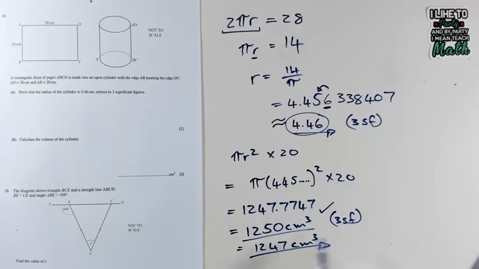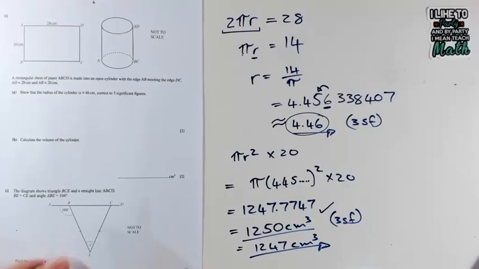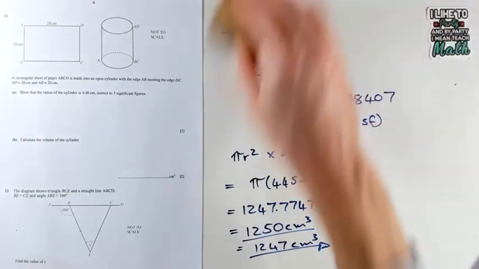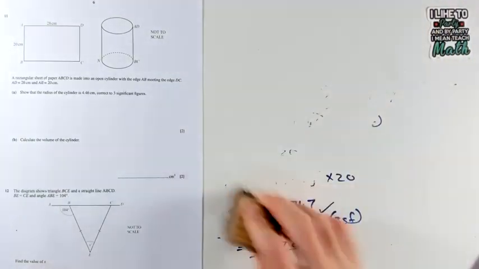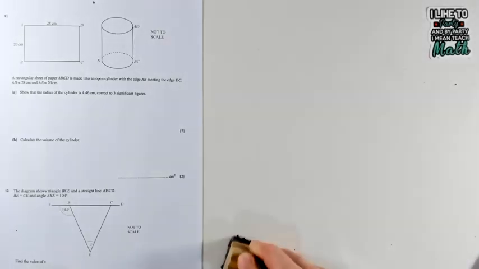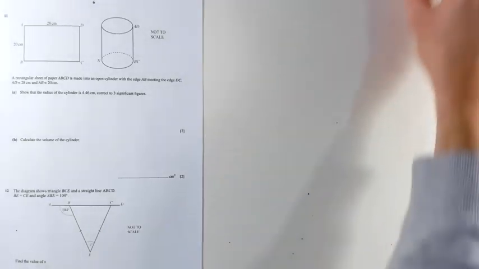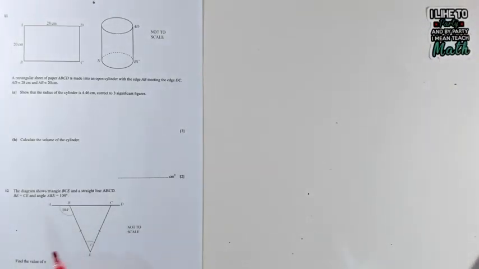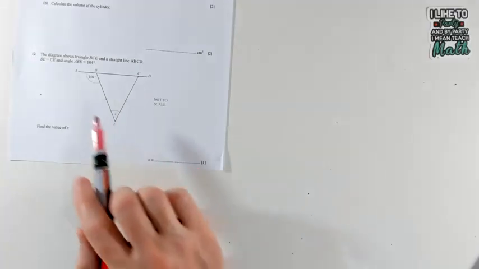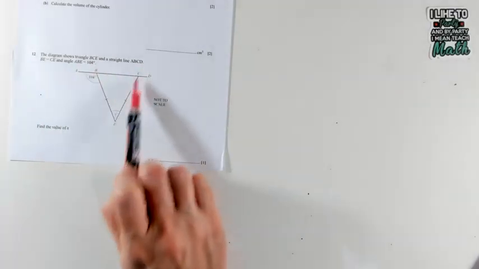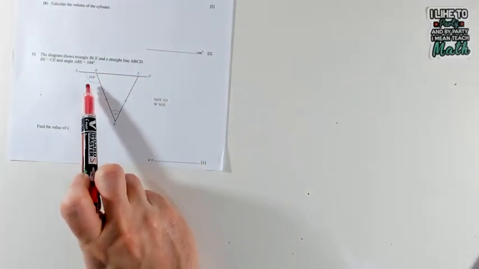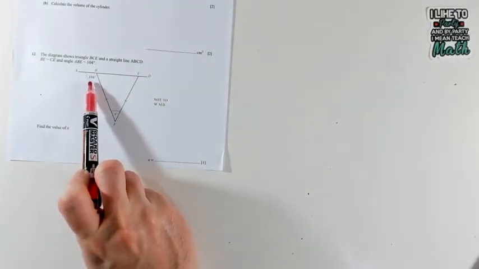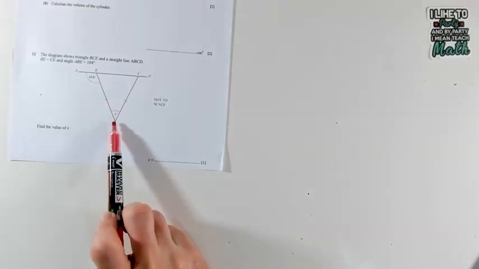Okay, and then the last question, question 12. Yeah, we got to the end. Can you believe it? Actually finished this whole paper. Last little question here is about a triangle. The diagram shows a little triangle here, and they're giving us the outside angle, which is 104, and they're asking for x.